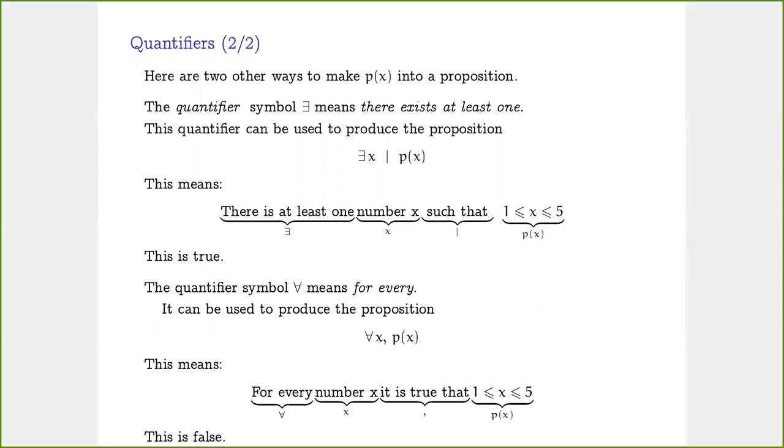The second quantifier symbol, upside down A, means for every. It can be used to produce the proposition that follows. And here's how you read this: for every number X, it is true that X is greater than or equal to 1 and less than or equal to 5. Now this is false because the claim is that this inequality is true for all choices of X, and we have a counterexample immediately. We can choose 7 and it's not true.